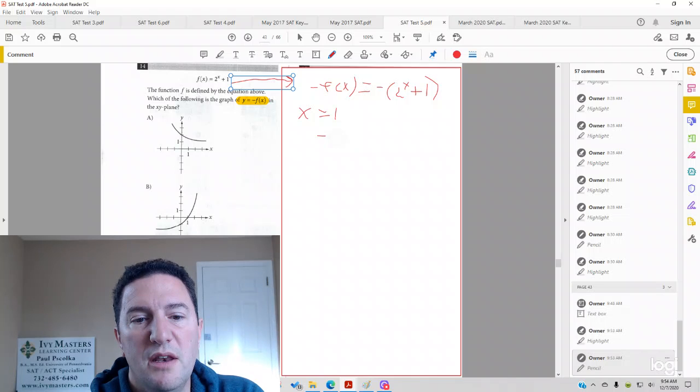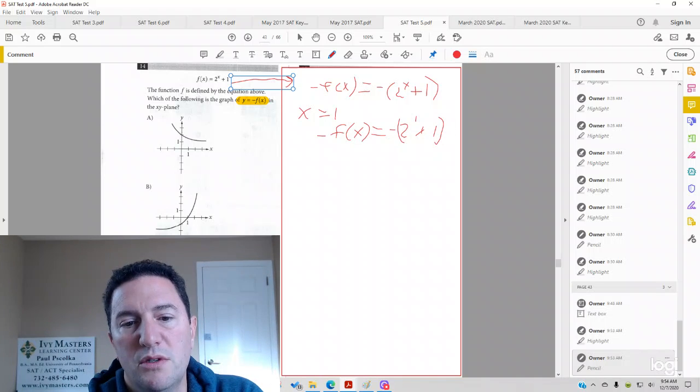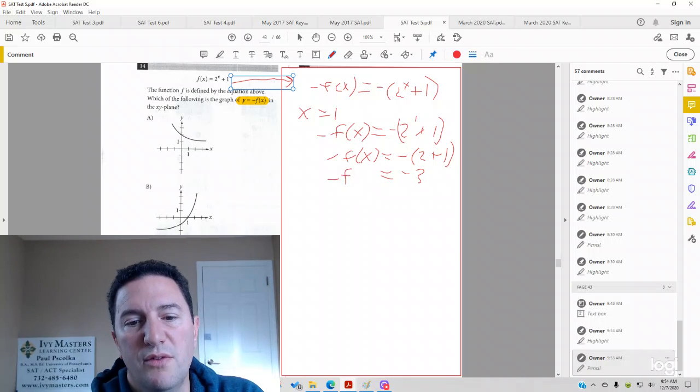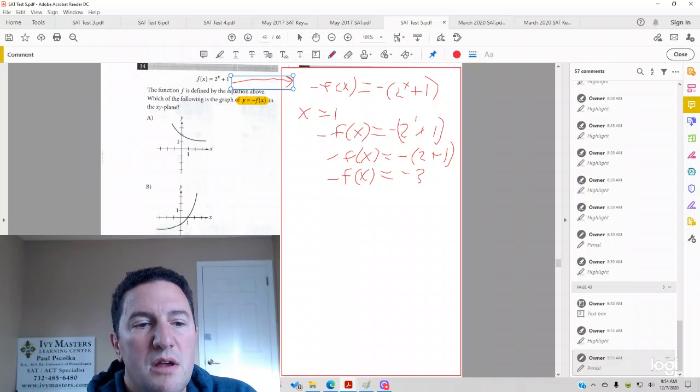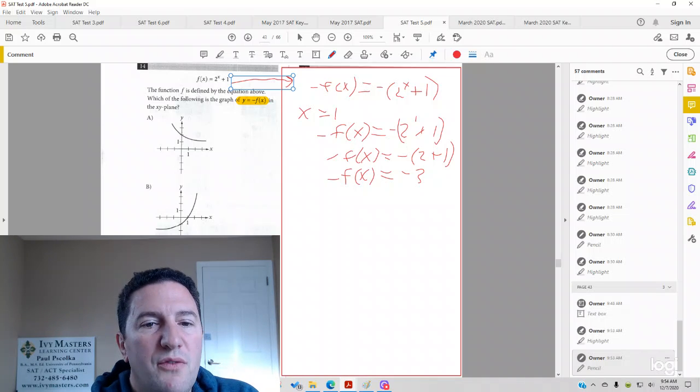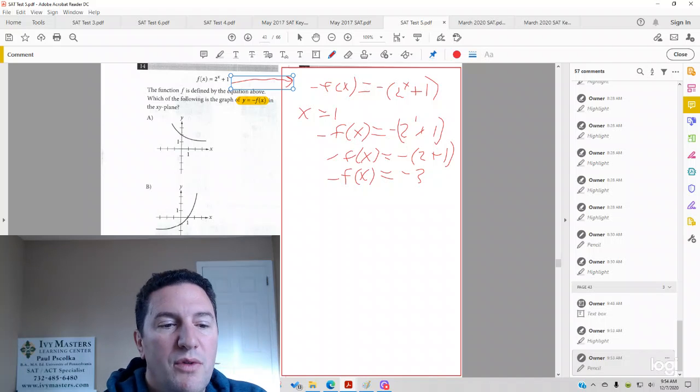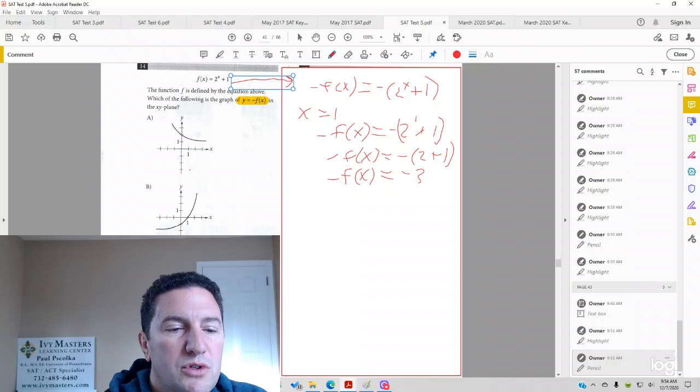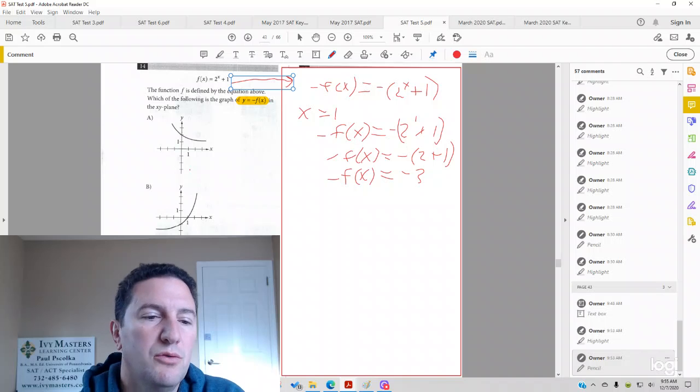And then what you get is you get negative f of x equals negative 2 to the first plus 1. And what's 2 to the first? You get negative f of x equals, it's negative, it's just 2 plus 1. So it winds up being negative 3. That's your negative f of x. And so if you went to the graph and you plotted 1, negative 3, notice in the first graph it would be down around there where I put that little red dot.